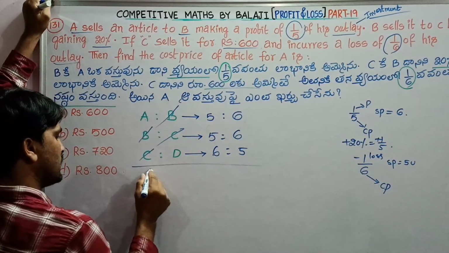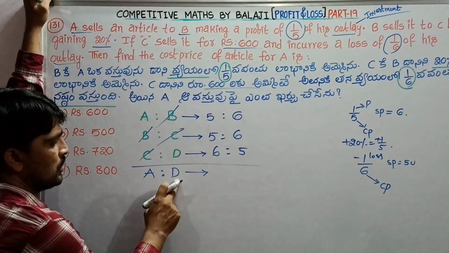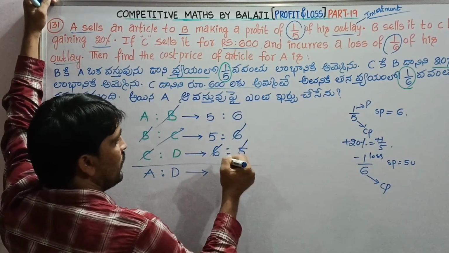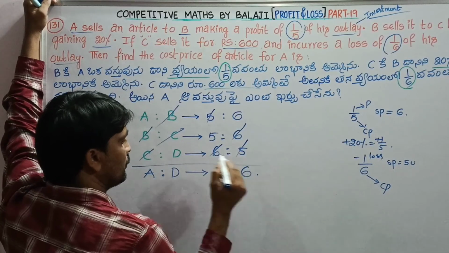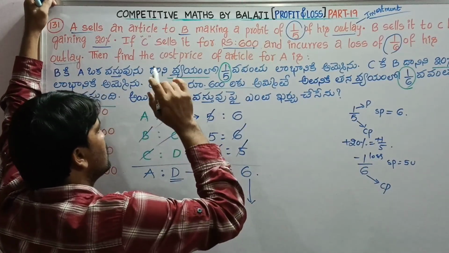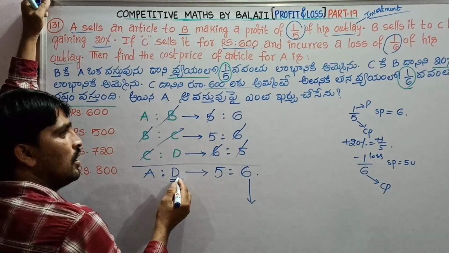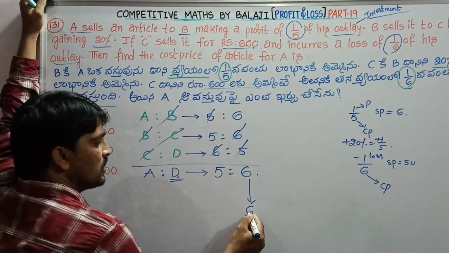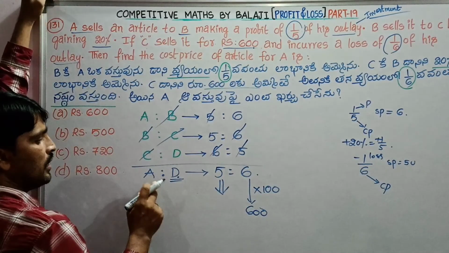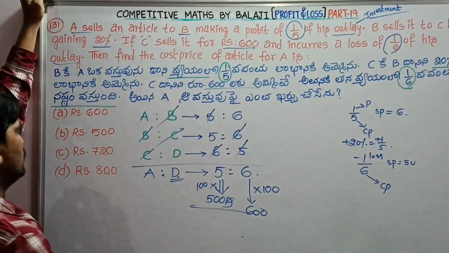B to B, C to C gets cancelled. We get the ratio of A to D, that is, the cost price of the article for A to the cost price of the article for D. Equal terms on both ratios get cancelled. 5 cancel. We get again 5 is to 6. Now D pays 600 rupees, that is, the selling price of C is 600. The selling price of C is nothing but the cost price of the article for D, that is 6 units is 600, then 1 unit is 100. Then to find the cost price of the article for A, that is 5 units, 5 into 100 is 500 rupees. Okay, so answer is B.